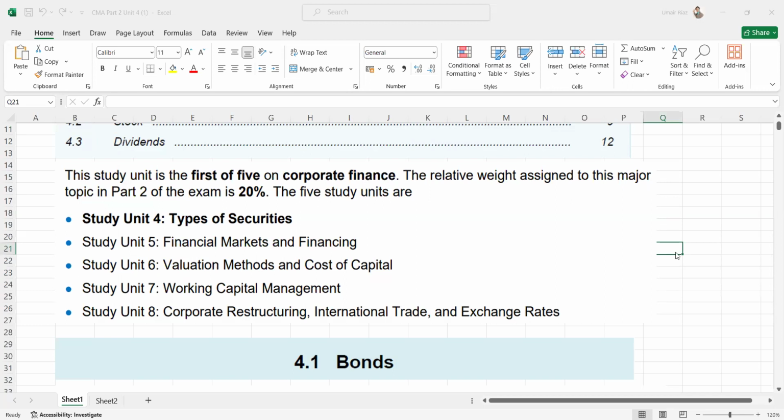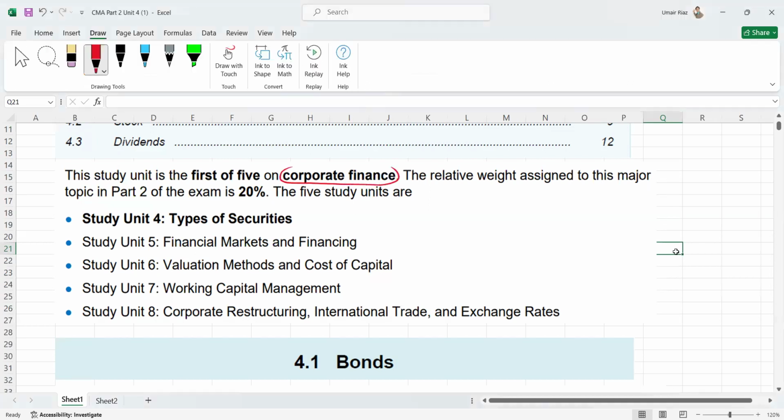So guys, we are discussing this CMA part 2 corporate finance section. In this section, corporate finance is 20% of your exam. And in this section, we have a total of 5 units: unit number 4, 5, 6, 7, and 8. So these 5 units are 20% of your exam.